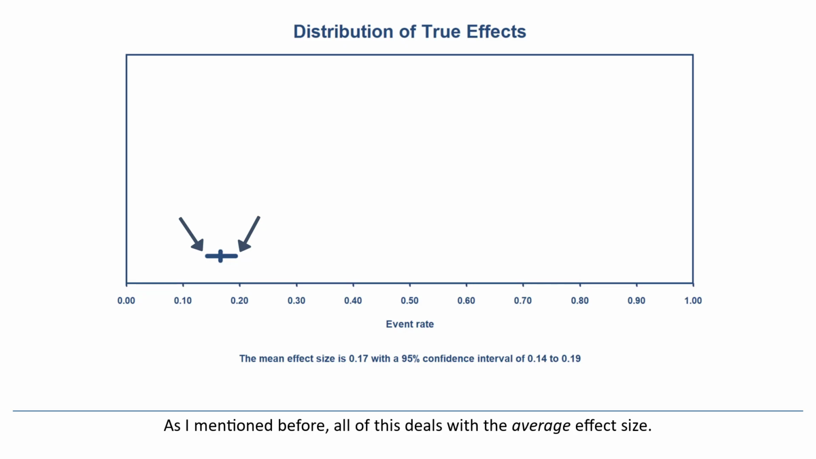As I mentioned before, all of this deals with the average effect size. It says nothing about how the effect size in individual studies varies from the mean. Now let's look at the dispersion in effects. I'm going to present 3 possible distributions. We want to know which one applies in our analysis.